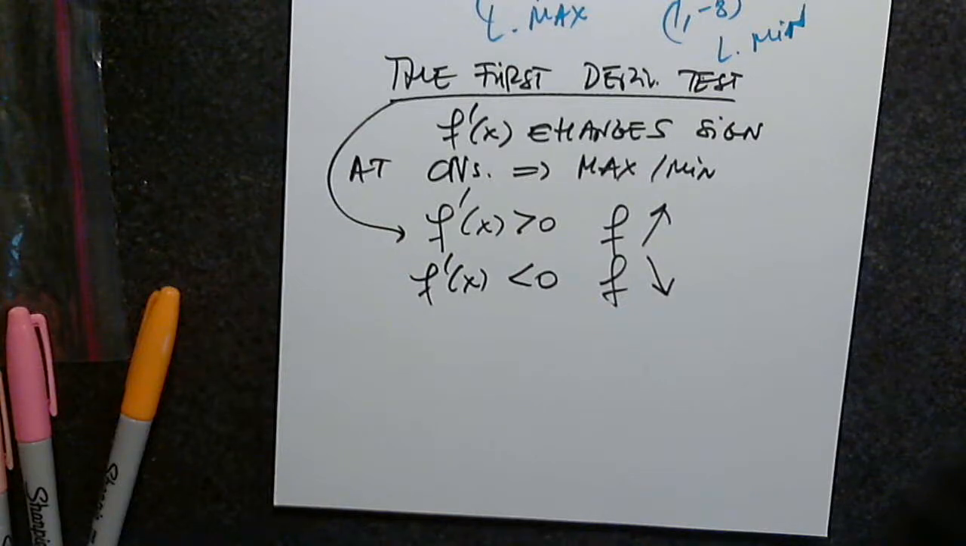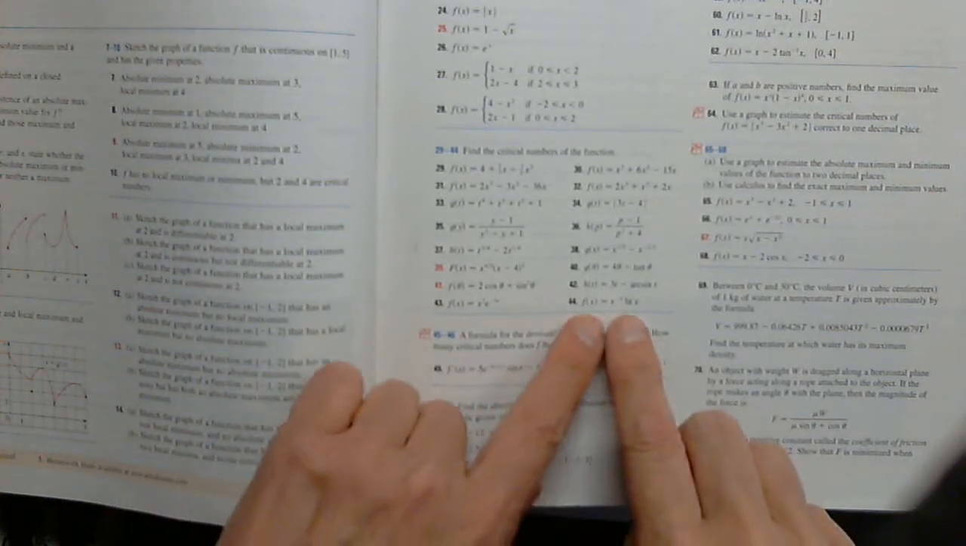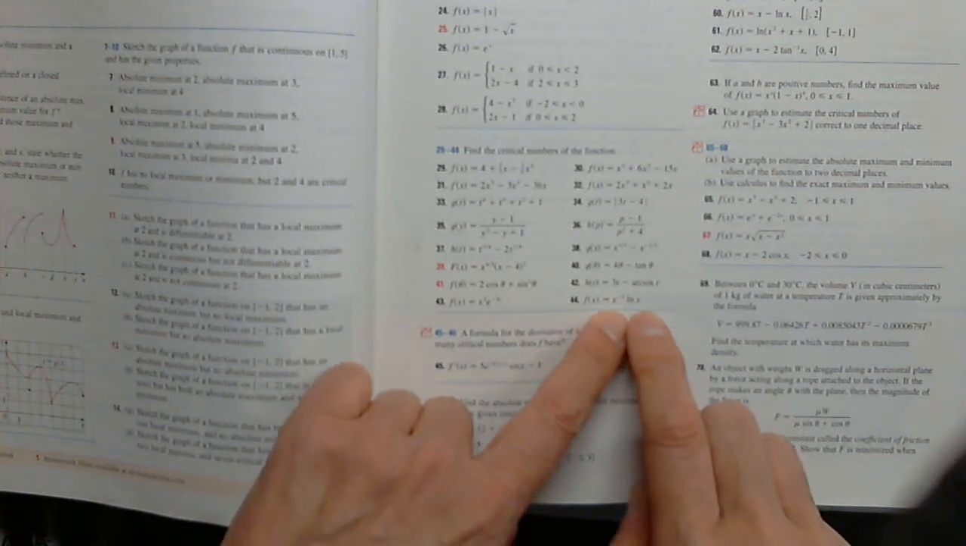Would you like to choose? I'm looking at problems 29 through 44. So let's choose another. A rational function is very important. Something like this, or something with trig, very important to determine critical numbers. Sorry, which one? 44. This one, x to the negative 2 times natural log. Yes? Very good.